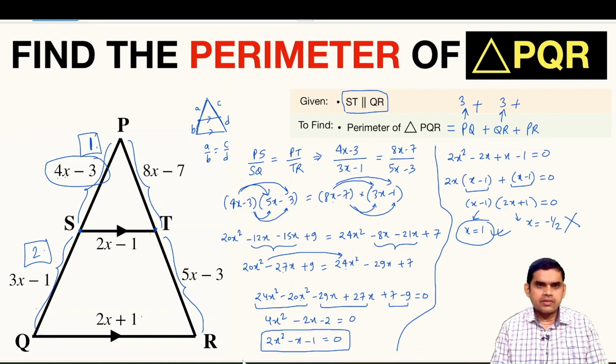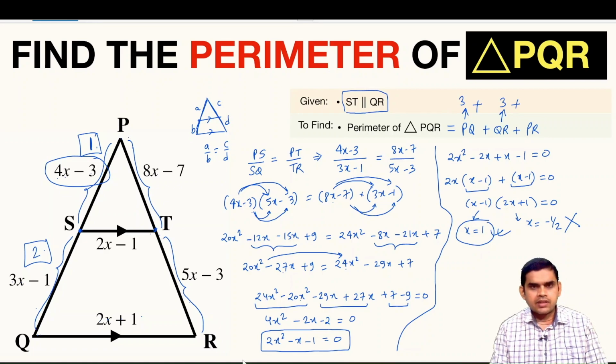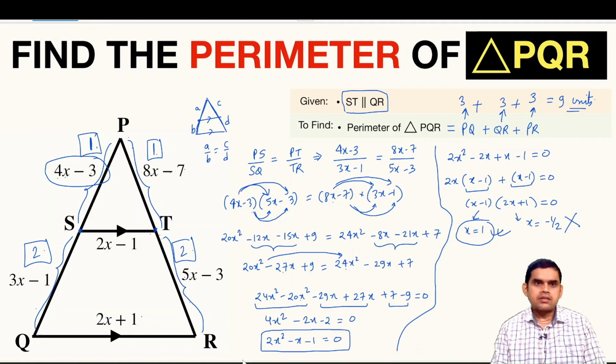And then for finding the value of PR, first we have to find PT and then TR. So 8 times 1 is 8 minus 7 will give us 1, and here 5 times 1 will be 5 minus 3 will be 2. So here 2, and 1 plus 2 is 3. So 3 plus 3 plus 3 is 9. So finally we have found the perimeter of triangle PQR as 9 units.